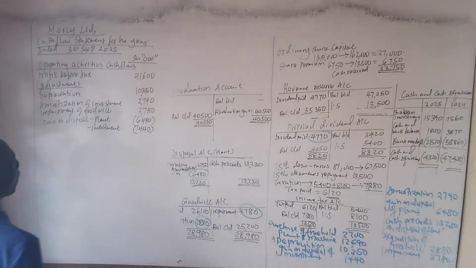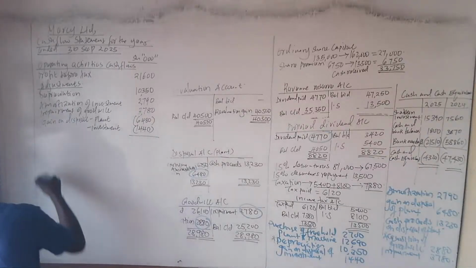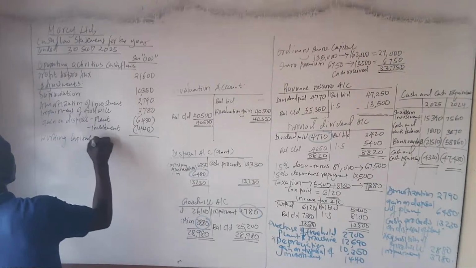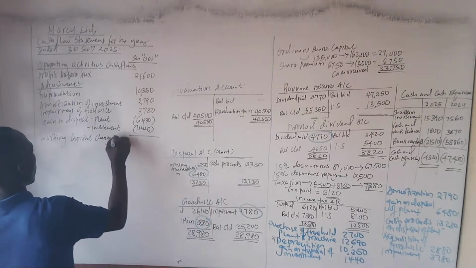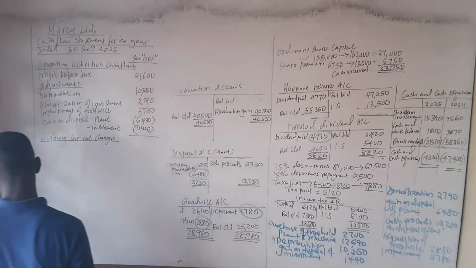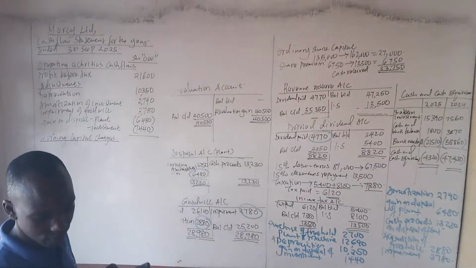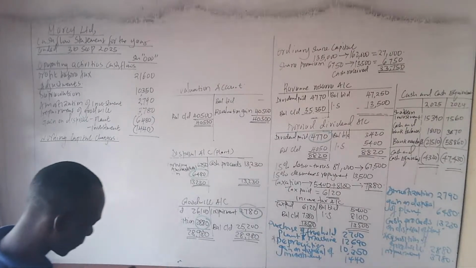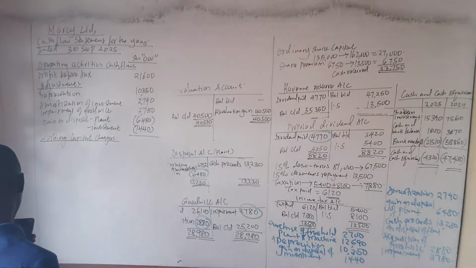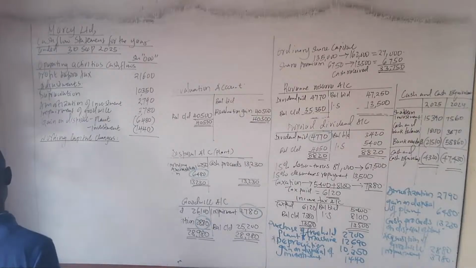So once you have that, next is the working capital. We had working capital changes. For these working capital changes, let us go to the current assets and current liabilities. When we go to the current assets and current liabilities, what are we given? We have inventory.